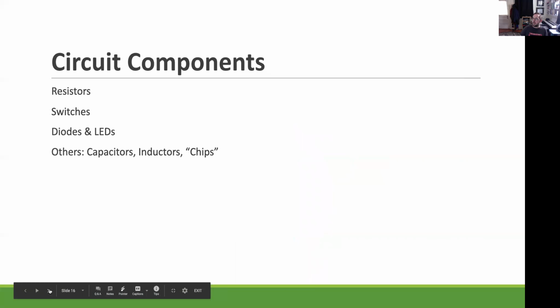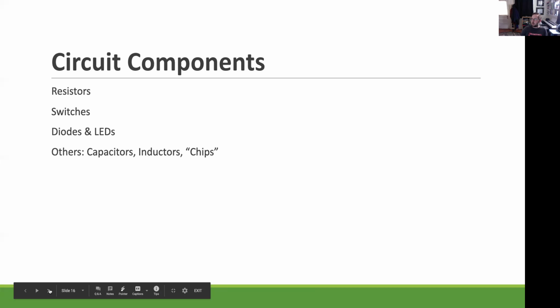So there are different things. I mentioned resistors. Those are things you can put into the circuit in order to give a specific amount of resistance so that everything works properly and you don't overload something with too much power. Switches either connect or disconnect the circuit, so you can essentially turn things on or off. Diodes and LEDs are lights, and then capacitors, inductors, chips.